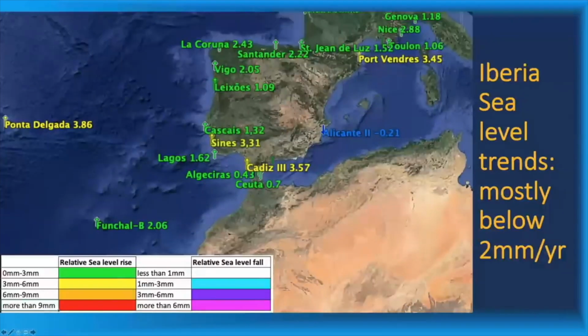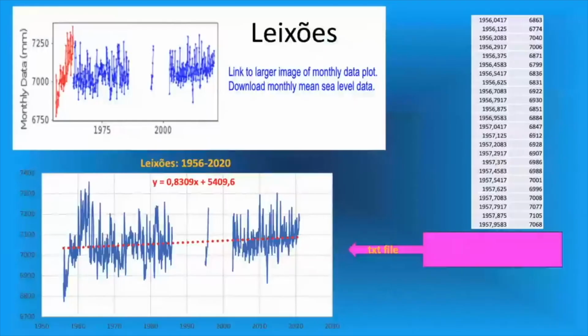So something must be happening for this to happen. With the Permanent Service for Mean Sea Level, you can get a link to a text file, and transform the text file like this into a curve. Sometimes the data are not good, so they are eliminated.